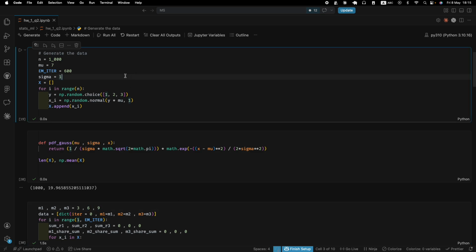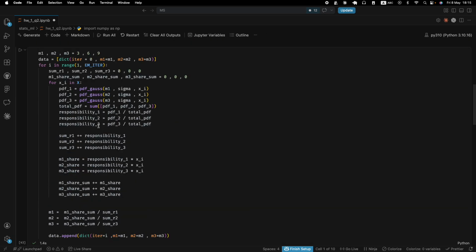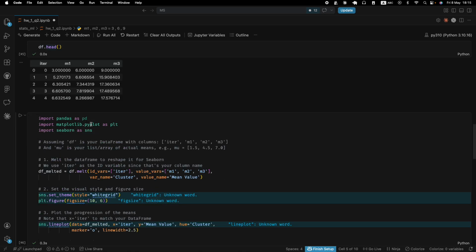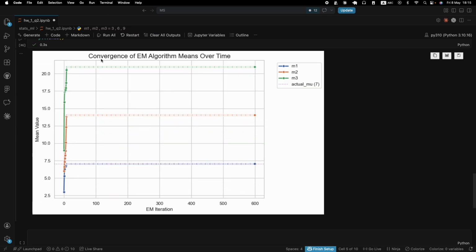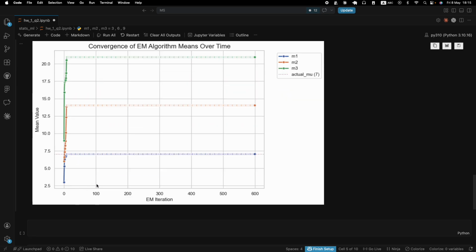So now I will just rerun all the code, which will take around a second. Okay, we can see the new values are 7, 14, and almost 21. And we can see the graph stays the same, and in less than even 100 iterations, it converges to the actual values.